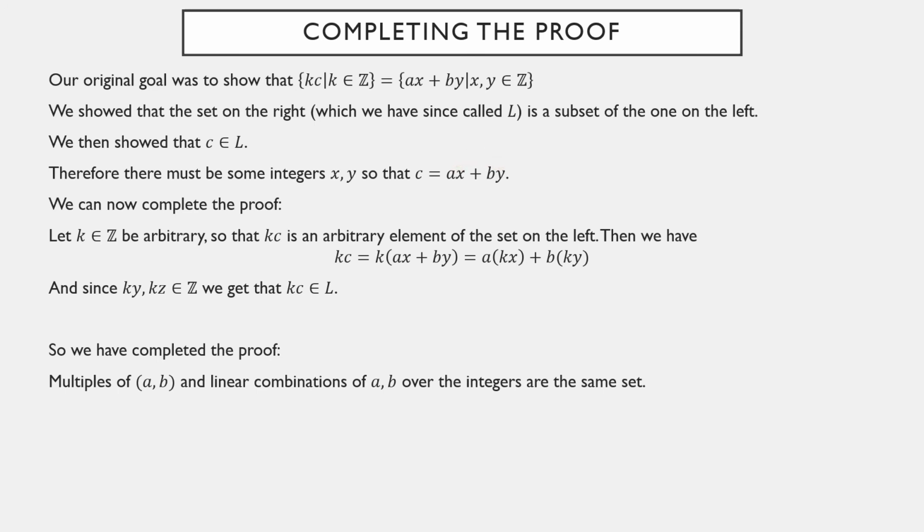Okay, so the next video will explore consequences of this identity and what we can use it for, but for now we've simply established it's true. Multiples of the GCD and linear combinations of the two integers form the same set.